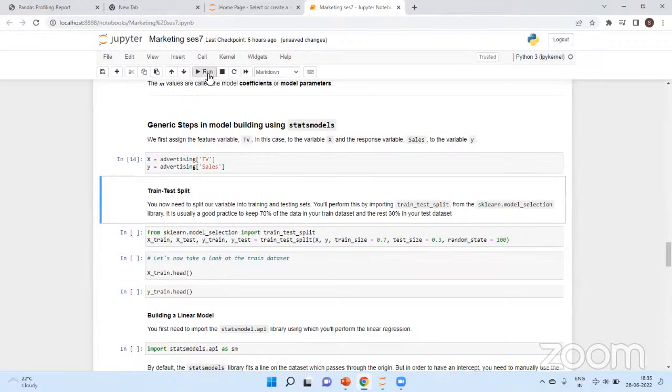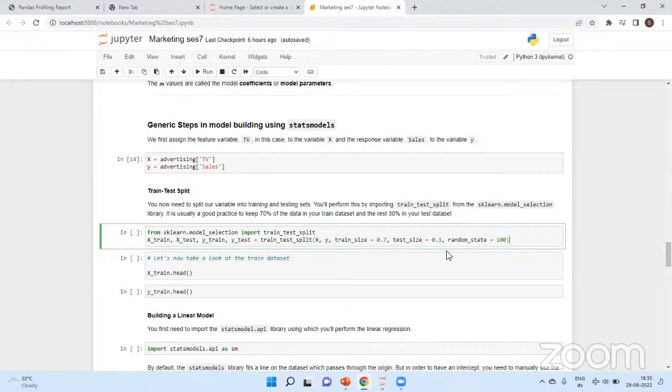Next, train test split. We need to split our variables into training and testing. You will perform this by train test split, which we need to import from the sklearn model selection library. It is good practice to take 70-30, 80-20 is also fine. Here we are taking 70% training and 30% testing, meaning we train the model on 70% of the data and test with the remaining data so that we can compare. From sklearn model selection import train test split, with 0.7, 0.3 and random state 100.